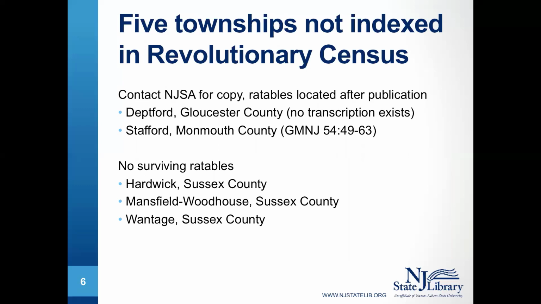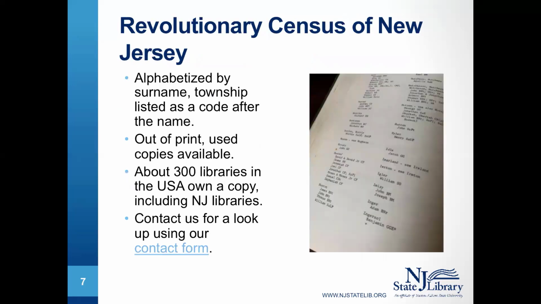There are 5 townships not listed in the Revolutionary Census of New Jersey. According to the state archives, only 10% of all ratables collected still survive. If your roots are in these 3 Sussex County townships, you will need to rely on sources other than ratables for this period. Now let's take a look inside the Revolutionary Census.